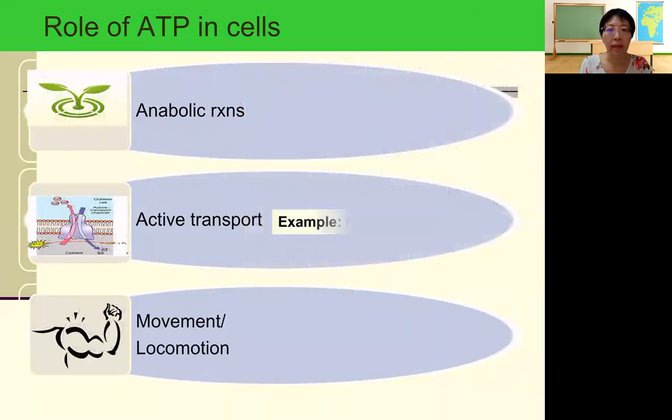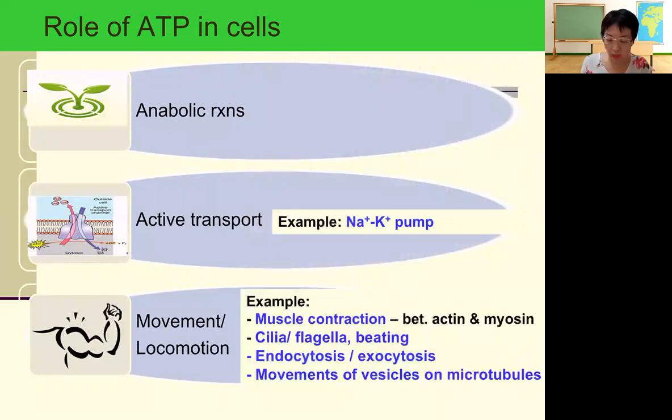Now the next one is active transport. Example, sodium potassium pump. In order for them to pump sodium and potassium, we need to give ATP to them. The last one is movement and locomotion. Any movement in the cell requires ATP, right? For example, muscle contraction is due to the movement between actin and myosin. So this movement needs ATP. Movement of cilia and flagella, when they beat, because of their movement, you also need ATP.